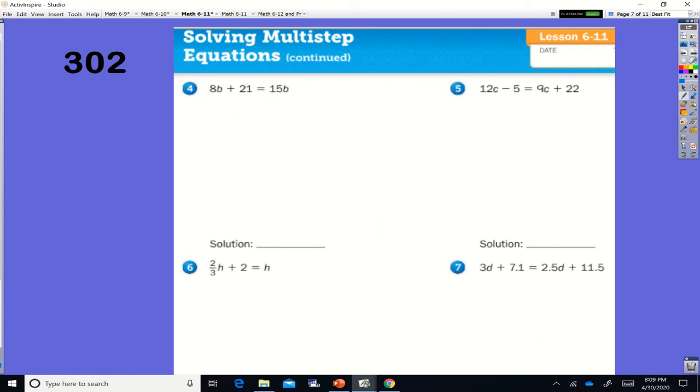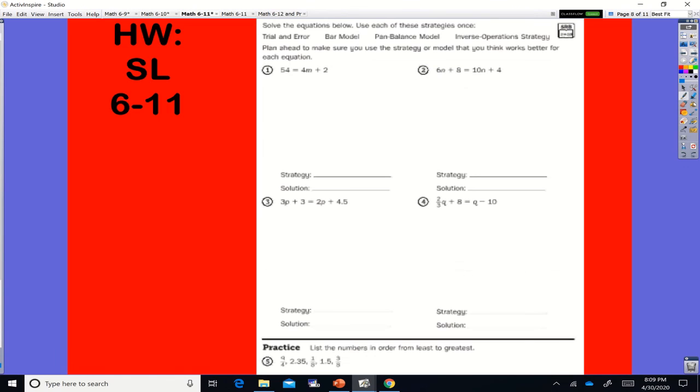Just waiting for it to load. Go here, up here, you're just solving, say the strategy. So you could use inverse operation, you could use pan balance, you could use the model method, where you have the diagram, the bar model method. Use trial and error. Okay, trial and error is going to take you a little bit longer. So list the numbers in order from least to greatest down here, okay?